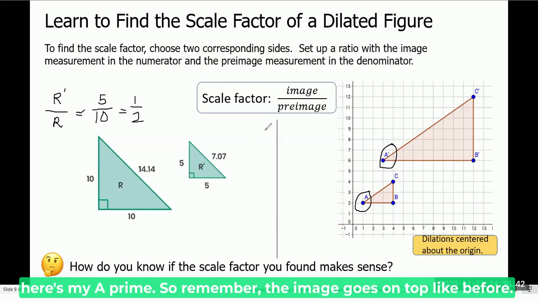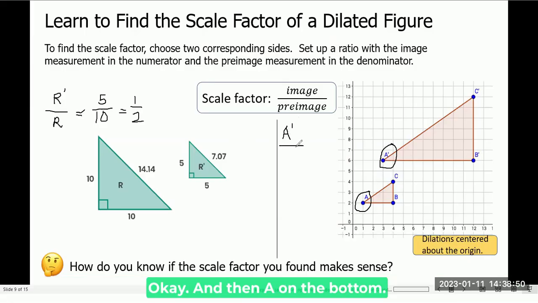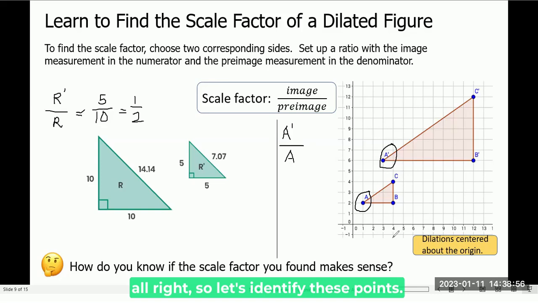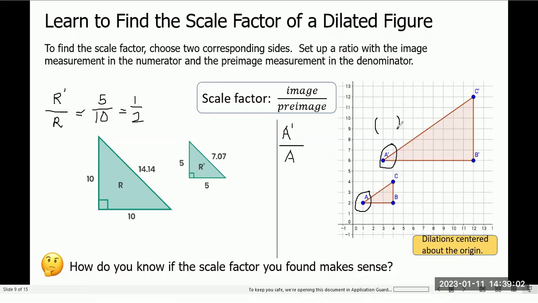So like before, let's practice that. Let's do A prime on top, just so we don't get things mixed up in the wrong order, okay? And then A on the bottom, image over pre-image. Great. Now, all right, so let's identify these points. Okay, A prime is going to be, we can do X first, right? 3, 6.